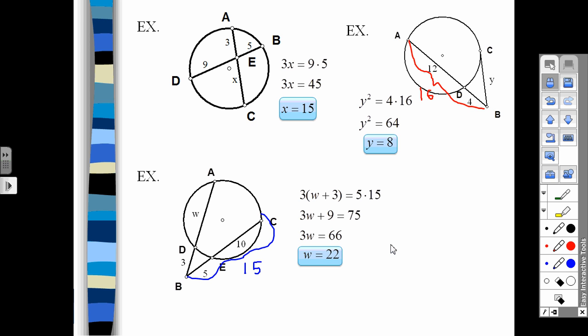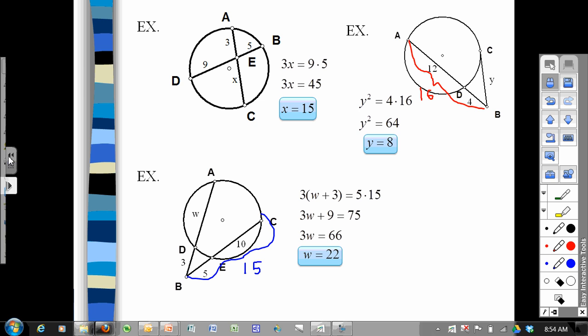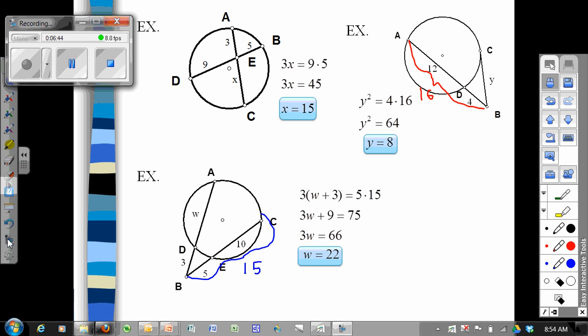Okay, so we just have 3 formulas that you guys have to remember for this section, and just don't get them confused with your angle arc formulas that you had, right?